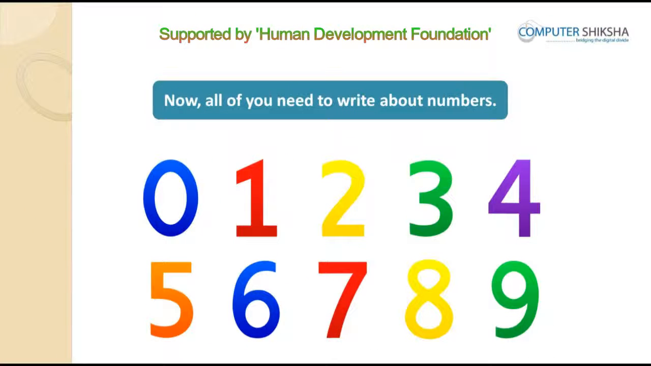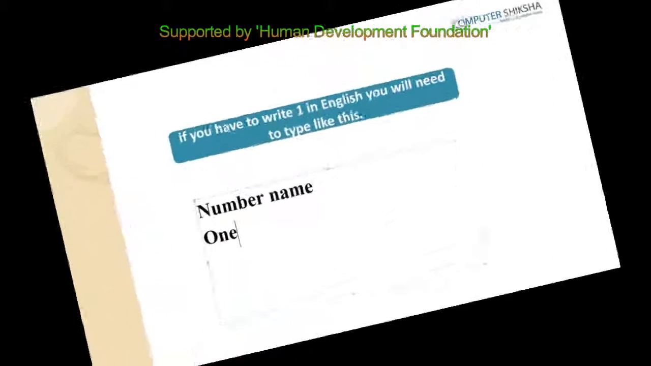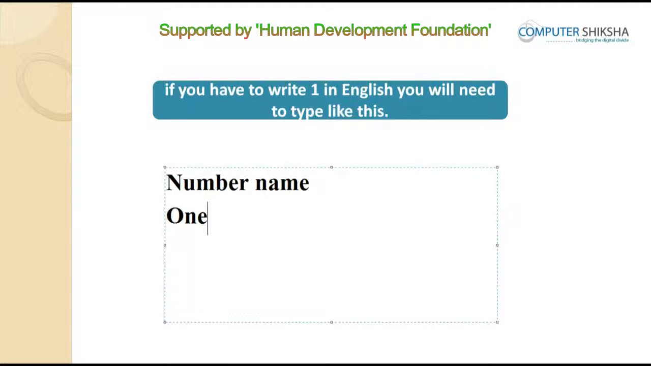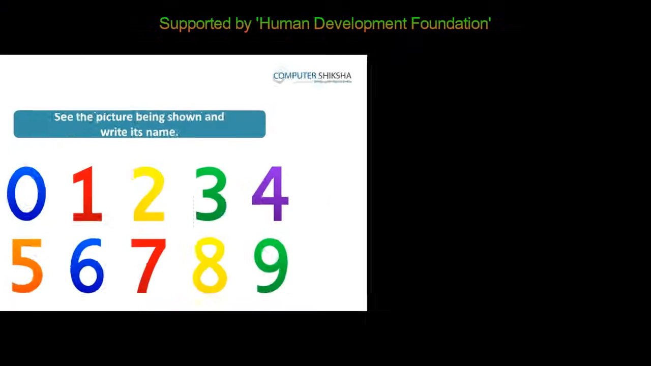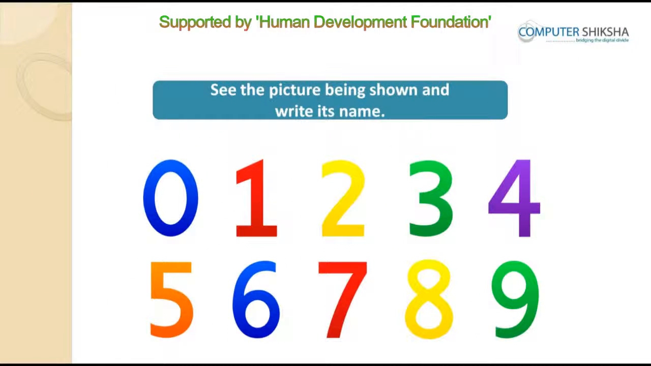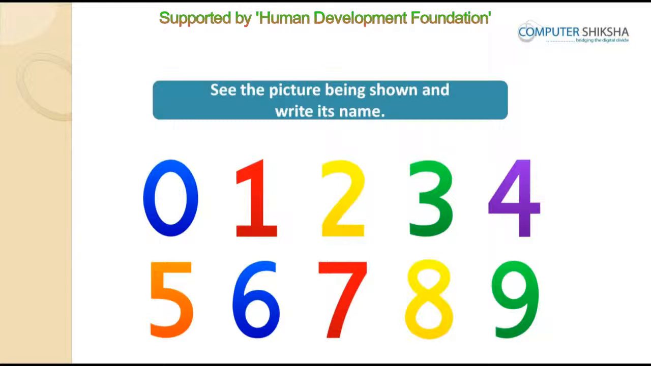Now all of you need to write out about numbers. For example, if you have to write 1 in English, you will need to type O-N-E, and so your word will look like O-N-E 1. Just like this, you should be able to write all other numbers in words as in this example. As the next step, see the picture being shown and write its name.